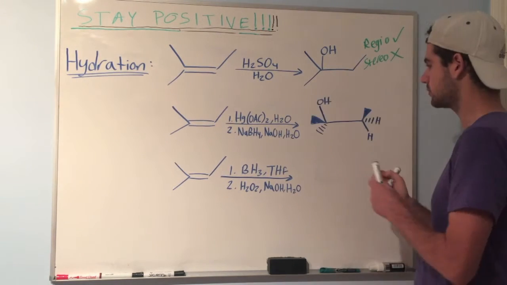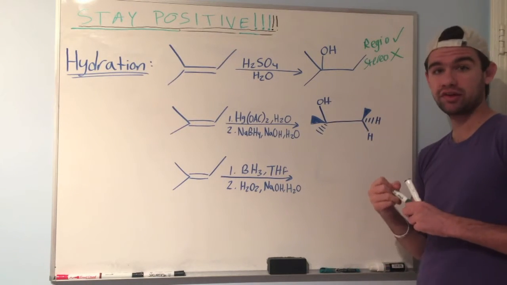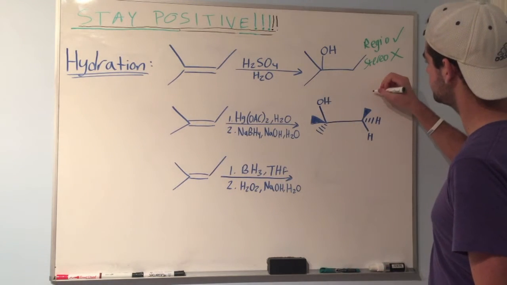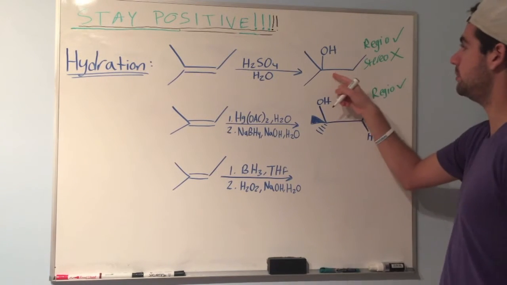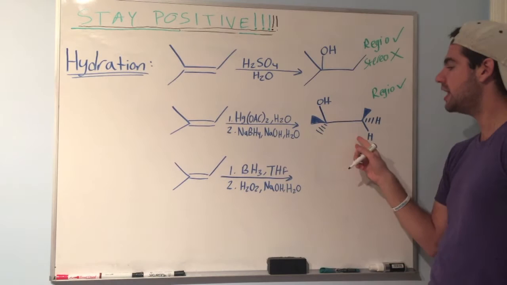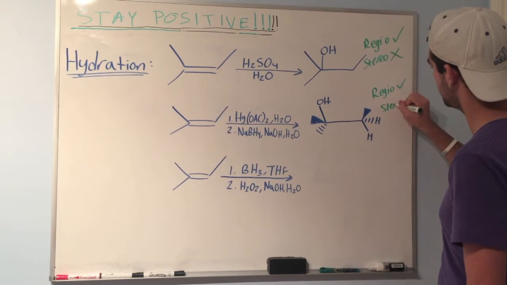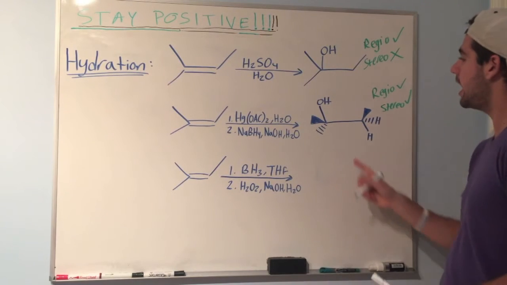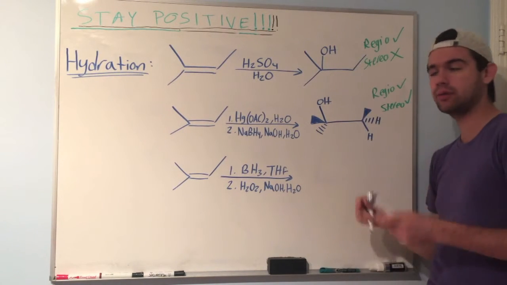Alright, and for the second type of hydration, oxymercuration, demercuration, the product is going to look like this. Alright, so this is the product. Notice that the OH once again is on the more substituted carbon, so this is regiospecific, and it follows Markovnikov's rule, just like this one. And also notice that the OH and the H are anti to one another, so this is stereospecific. Let's draw stereo and then a check mark. And it is anti-addition, right? The OH and the H will be anti to one another, pointing in opposite directions.